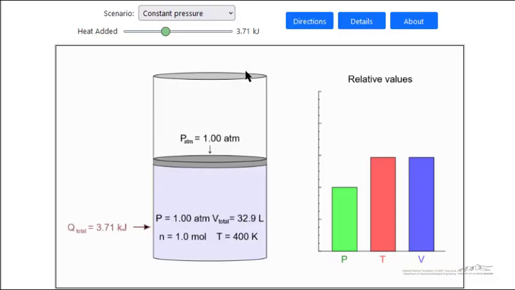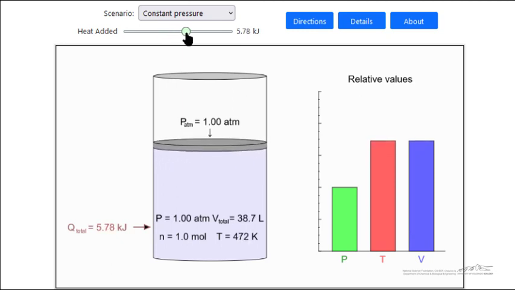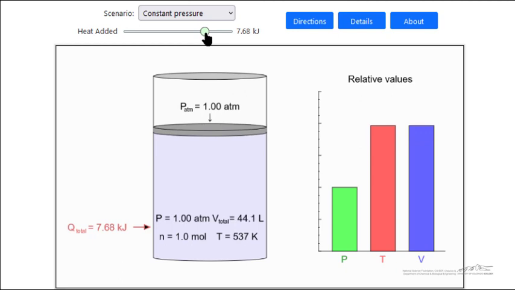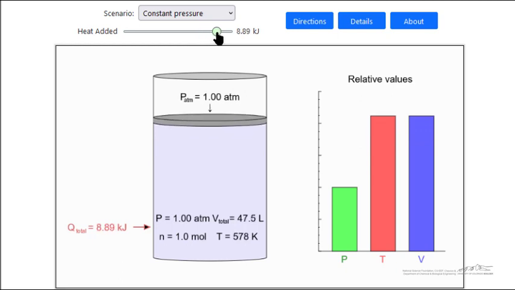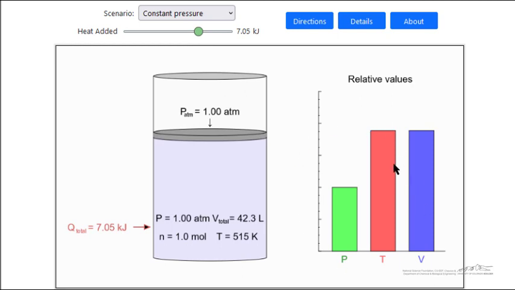So here's the simulation, and from this drop-down menu, select the constant pressure, and then observe that as we add heat, the temperature goes up and the volume goes up, as you expect from the ideal gas law. The bar graph on the right does not have a scale. It's just showing relative values. The actual numerical values are shown here in the graphic. Notice total volume and total heat added.